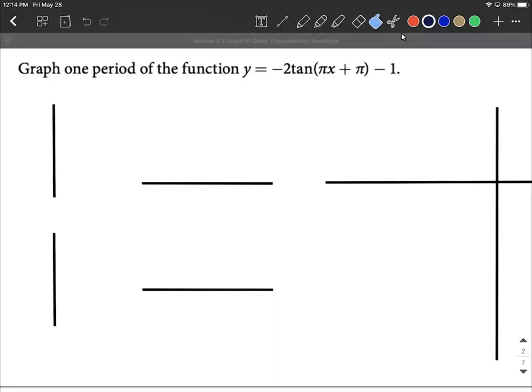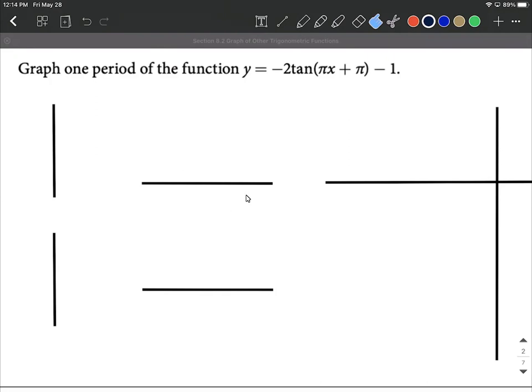Okay, let's graph a tangent function that has a whole lot going on. In this case, we're trying to graph -2 times the tangent of pi times x plus pi, minus 1 on the outside. As we get going on this, I'm going to break this down into some vertical transformations and some horizontal transformations. Let's get some labels for our axes first, and then put it all together into a nice graph.